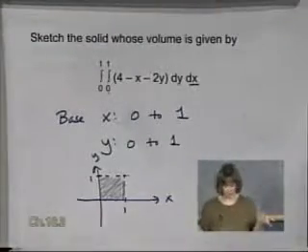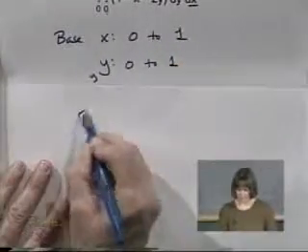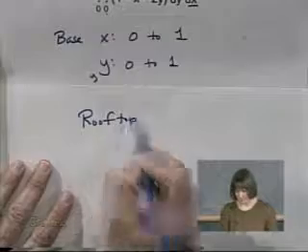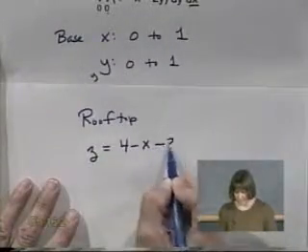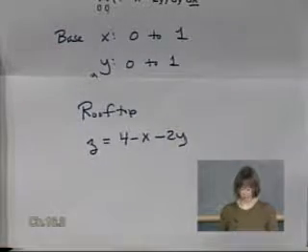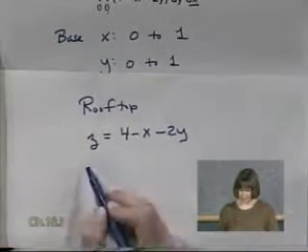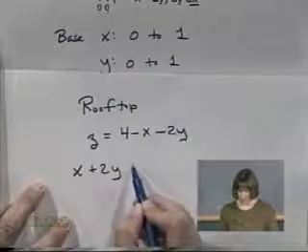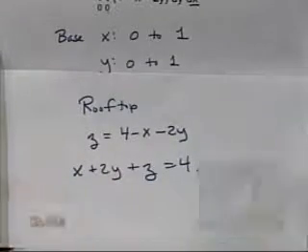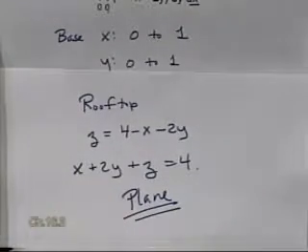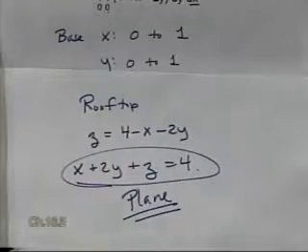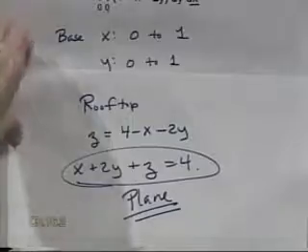Now, what does my rooftop look like? My rooftop is z equals 4 minus x minus 2y. That's my rooftop, my f of xy. Well, what's that a graph of? That's a graph of x plus 2y plus z equals 4. Does that help you? What is that a graph of? It's a plane. So this is my rooftop, but the floor is that little square where x is ranging from 0 to 1 and y is ranging from 0 to 1.